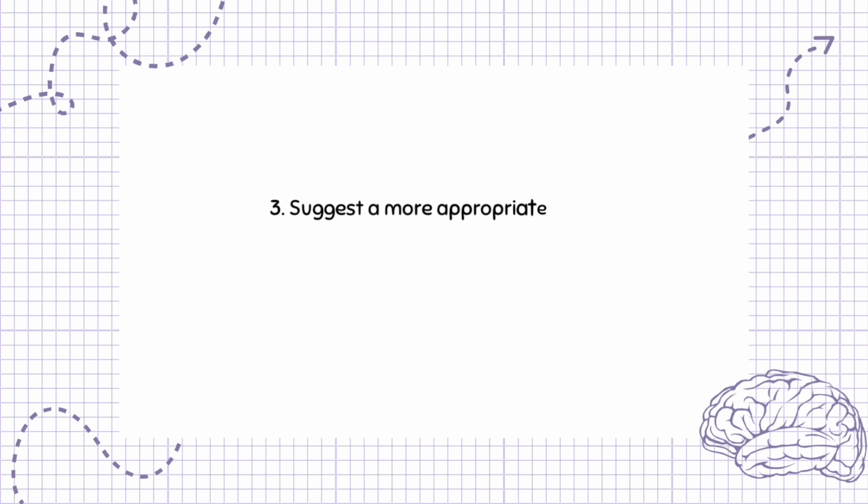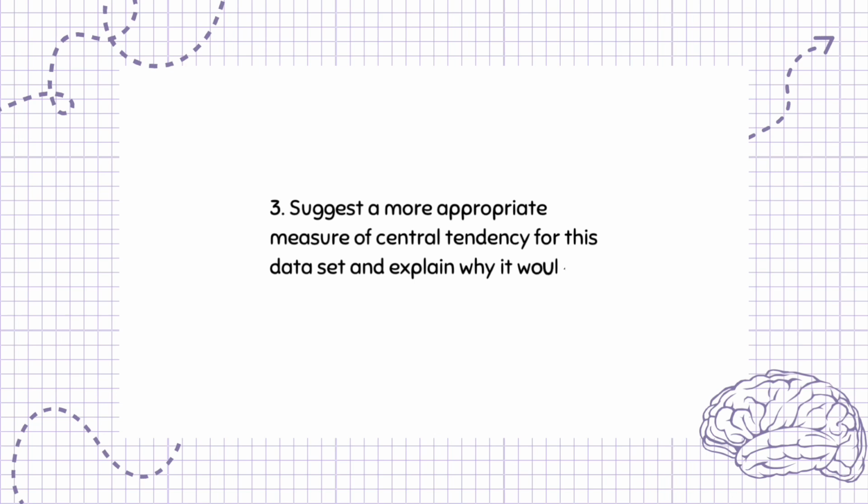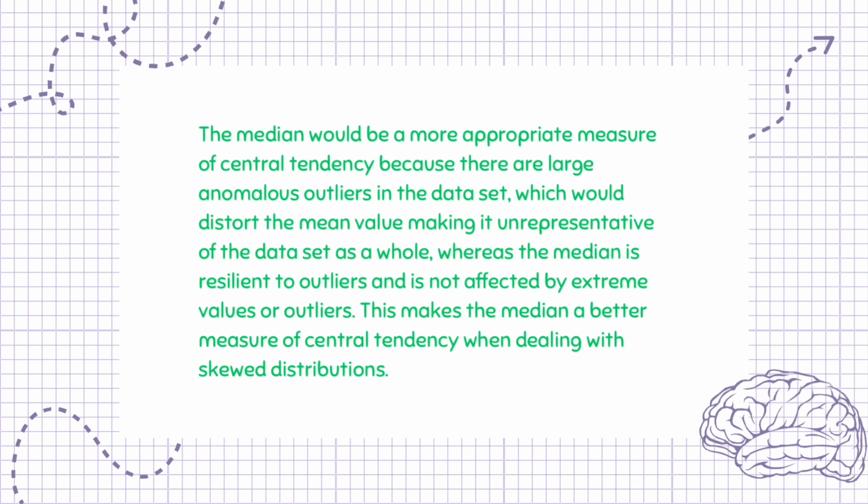Question 3. Suggest a more appropriate measure of central tendency for this dataset and explain why it would be more appropriate, 3 marks. The median would be a more appropriate measure of central tendency because there are large anomalous outliers in the dataset, which would distort the mean value, making it unrepresentative of the dataset as a whole, whereas the median is resilient to outliers and is not affected by extreme values. This makes the median a better measure of central tendency when dealing with skewed distributions.